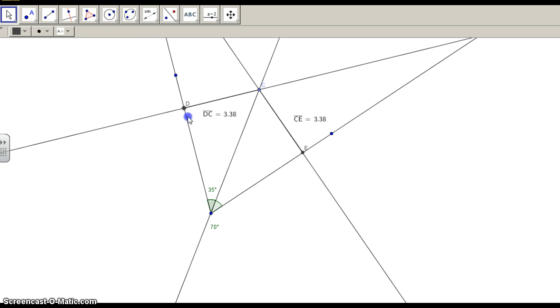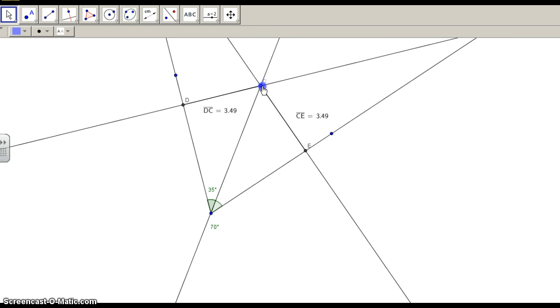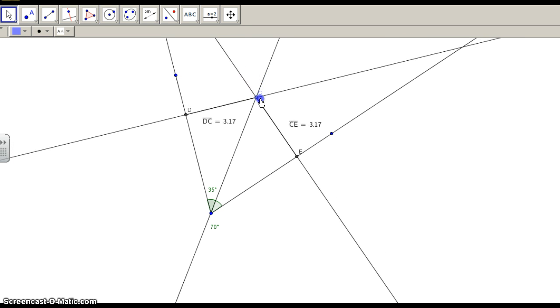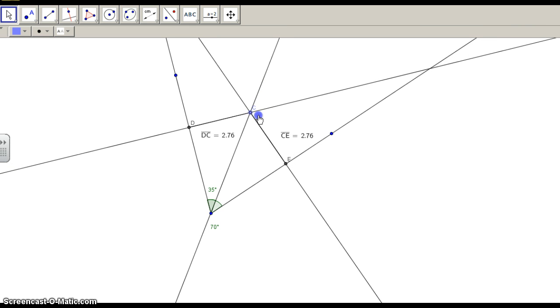Now what happens when I move this point, my C? Notice what happens. As I'm moving C, which is the point on the angle bisector, the distance that this point is to the sides of the angle is staying the same. Now remember, these distances are perpendicular segments.